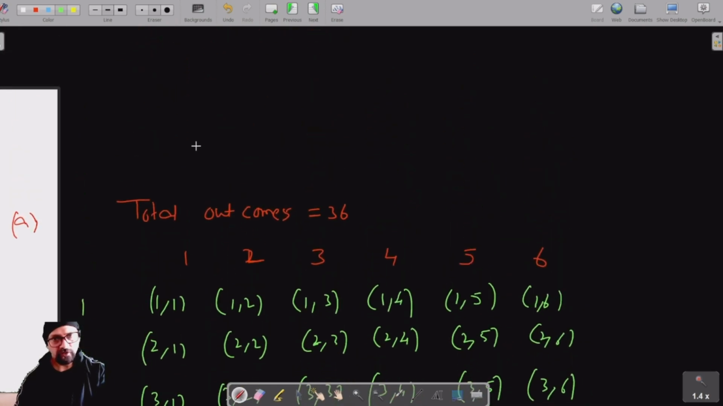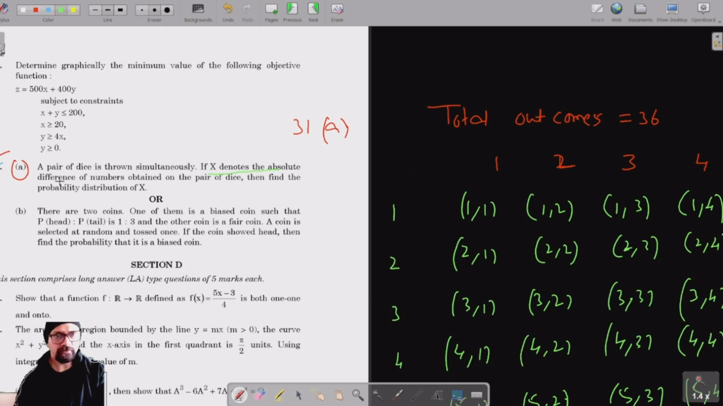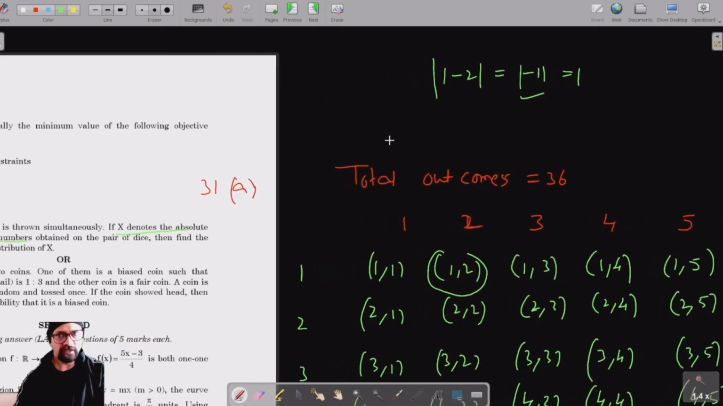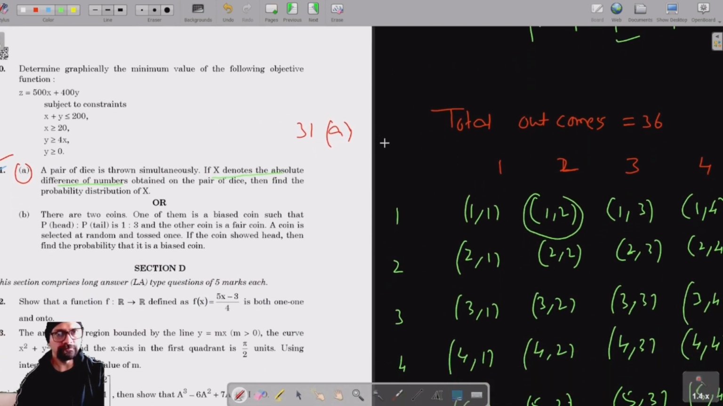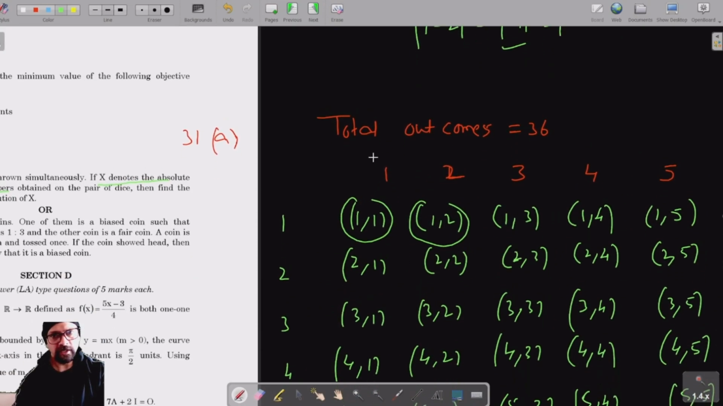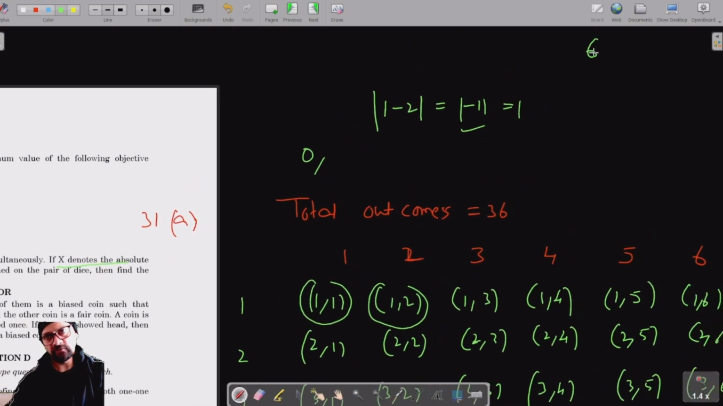Okay, so these are the possible outcomes, and it says that x denotes the absolute difference of numbers. Absolute difference means we have to take the absolute values. Let's say these are the numbers. So absolute difference is 1 minus 2 is negative 1, which is 1. That is, if it's negative, we have to consider only the positive value. Now, the minimum difference on the pair of dice can be 0, and the maximum difference can be the difference between the maximum number and the minimum number, which is 6 minus 1, which is 5.